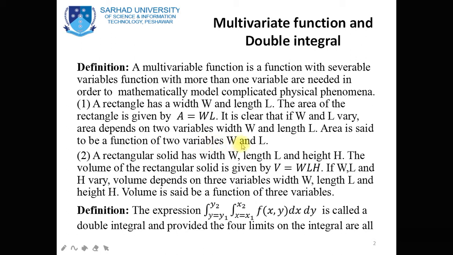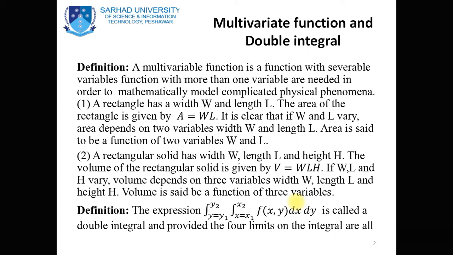Area is said to be a function of two variables W and L. And number two, a rectangular solid has width W, length L, and height h. The volume of the rectangular solid is given by V equals W into L into h. If W, L, and h vary, volume depends on three variables, width W, length L, and height h. So volume is said to be a function of three variables.